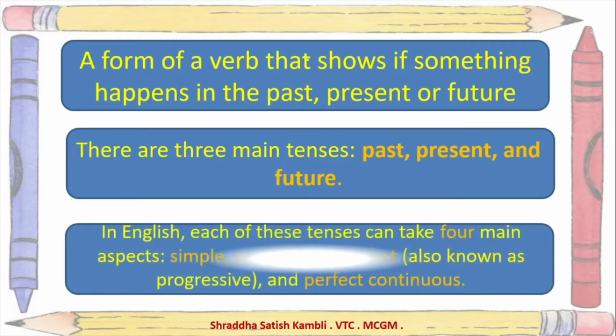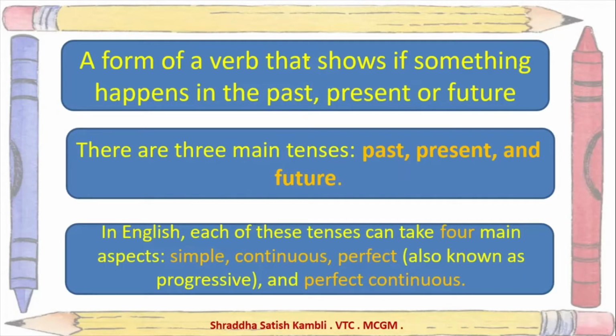And these three main tenses are also again divided, or you can say that each of these three main tenses can take four main aspects. So that is simple. Each of these tenses could be in the simple form. It could be in the continuous form. It could be in the perfect form or the perfect continuous form. Okay, and perfect is also sometimes called the progressive form.